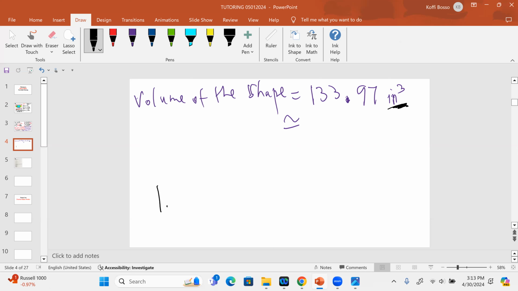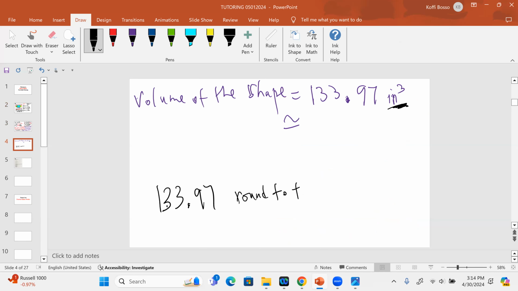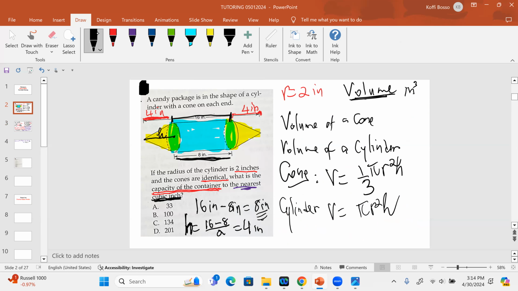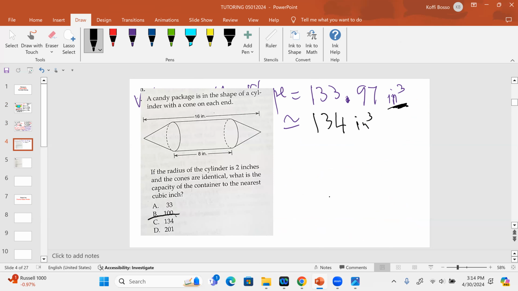Just take this. If you have 133.97 and you want to round this to the nearest whole number. Oh, okay, I get it. It's 134 then? Exactly. So it's going to be 134 cubic inches. Therefore, if we go back to the problem here, the correct choice will be letter C, 134. Yes.